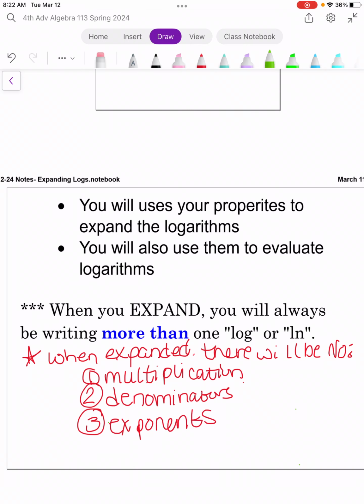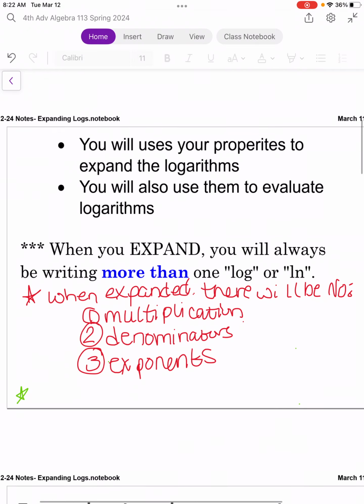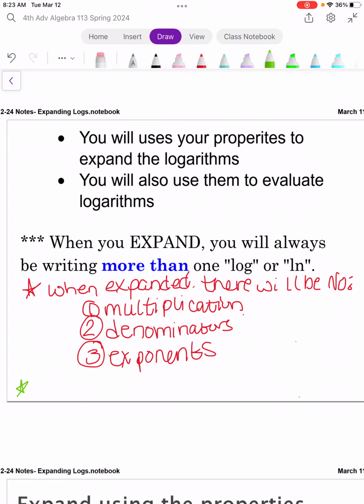Another thing to note is that when your argument is a number, you want to check to see if you can evaluate it or simplify it.